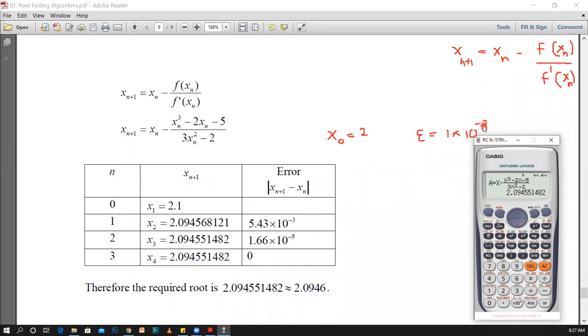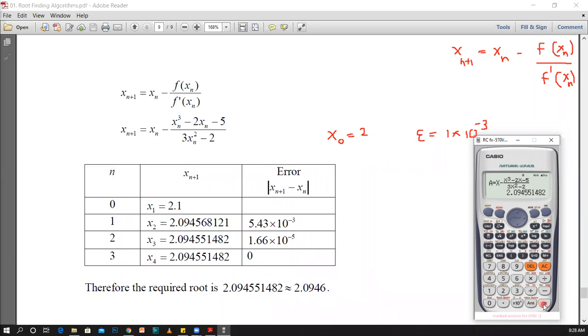If it is equal, then we will get an answer which is less than this epsilon given value, 10 to the power minus 3. Therefore, here you can see that the obtained error limit is now 1.66 into 10 to the power minus 5. Therefore, you can terminate the calculation at this stage.